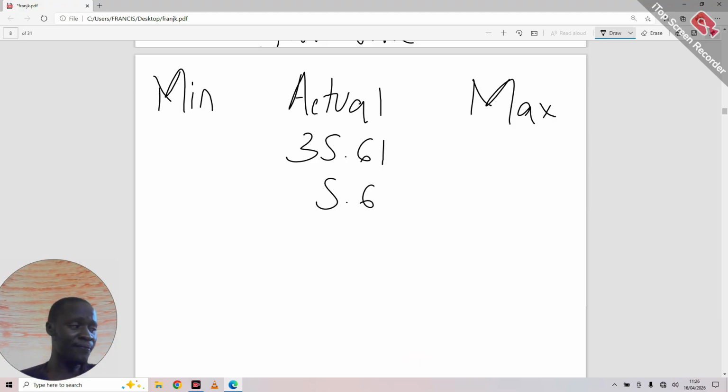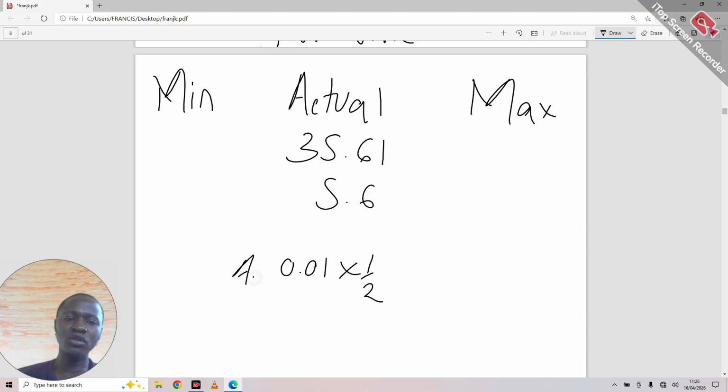So what is the accuracy? Doing that one, you will have to do it at the margin of the page, or just find a space somewhere and do it if you are in an exam room. So what is the accuracy in 35.61? The accuracy there is 0.01. You multiply by a half to get the absolute error. So 0.01 multiplied by a half gives us 0.005. This is our absolute error.